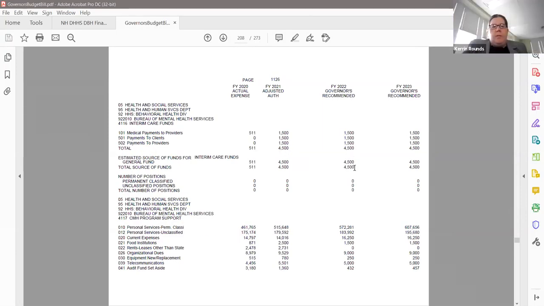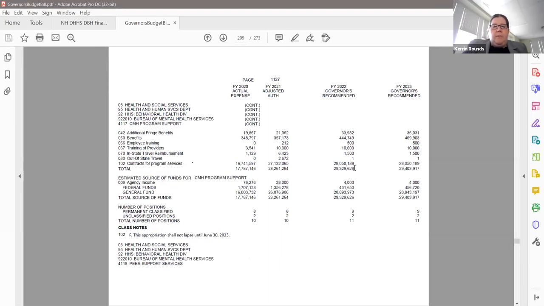The next accounting unit is 4116, which is interim care funds. It's at the top of page 1126. Because we are level funding with fiscal year 20 with what is budgeted, I believe this is a fairly small amount, but it's one of those things we never know for sure what the utilization is going to be. So we just level fund and obviously lapse, or sometimes transfer to those other lines that are short.